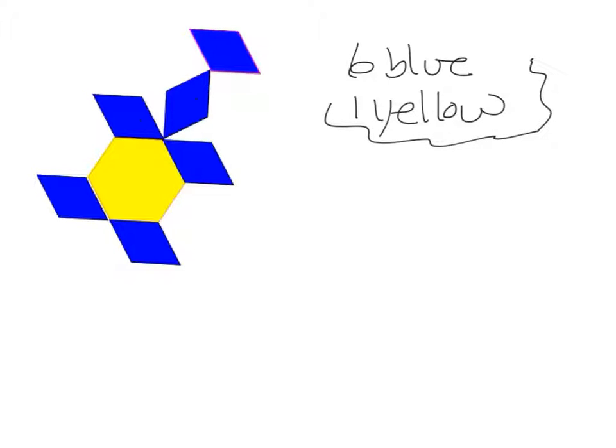Okay, to find out the fractional amount of each color, I know that I have 6 blue and 1 yellow. It looks like there's 6 times more blue than yellow, but I can't really use these numbers because they're not in equal pieces. So if I use the blue parallelograms as the equal piece, I know that in total there's 1, 2, 3, 4, 5, 6, 7, 8, 9. There's 9 pieces in total.